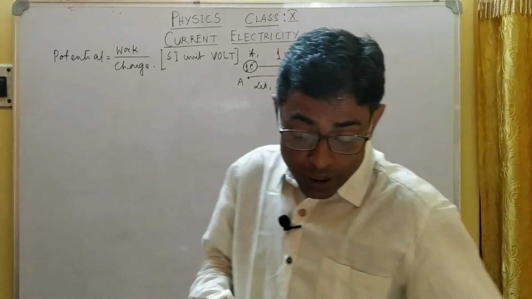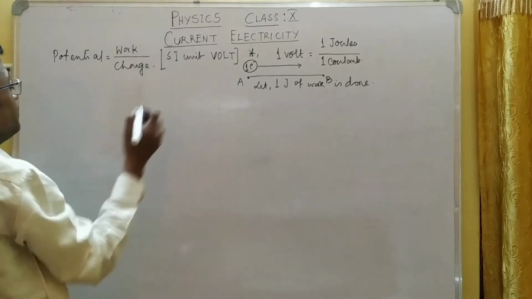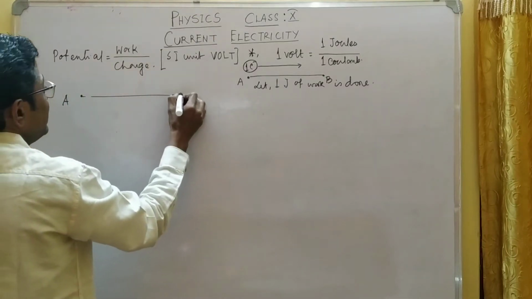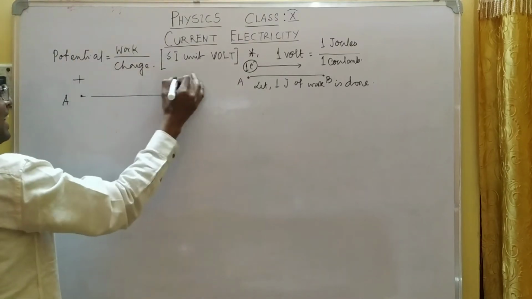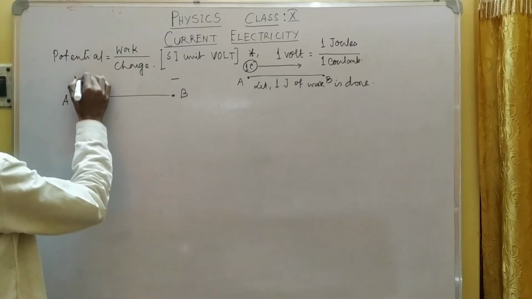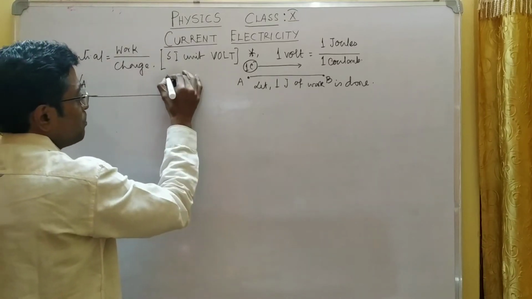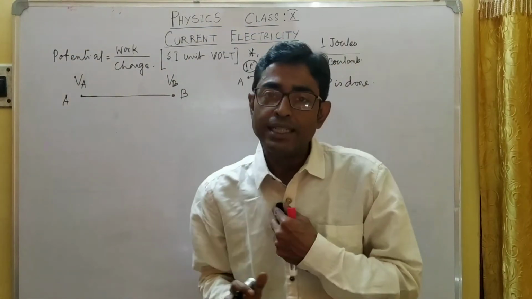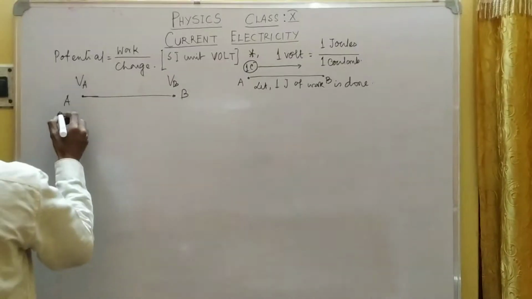So first of all, remember this is A and this is B. I have told you this is a plus sign and this is a negative sign. So let the potential at A be VA, V suffix A, and potential at B be VB. See, VA is positive and VB is negative. So I can write potential difference like this.